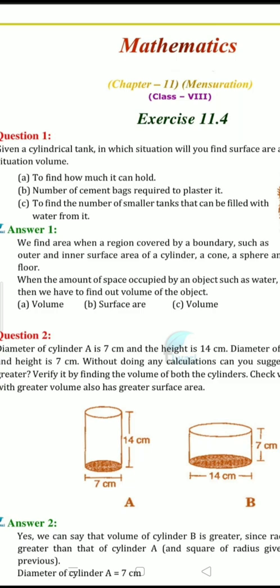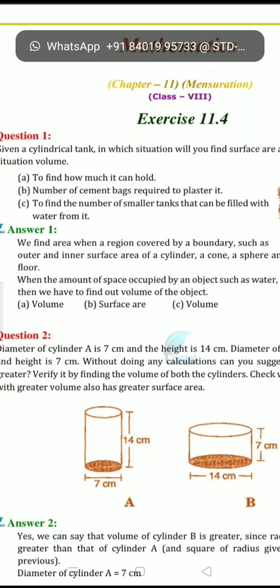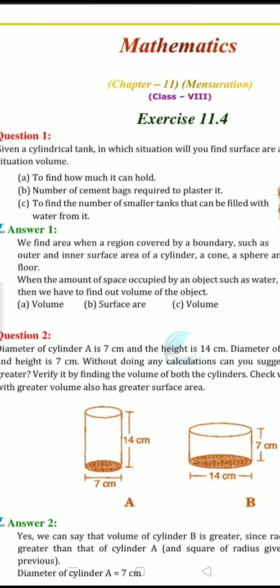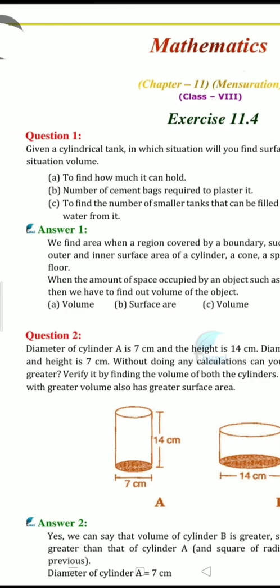Third one, to find the number of small tanks that can be filled with water from it. Means there is some big tanker and how many tanks of water you can fill in it. Means this again shows capacity. So this is again volume. Clear with this? So the three formulas you need to learn for this exercise are volume of a cube, volume of a cuboid, and volume of a cylinder. Now let's start with the exercise.